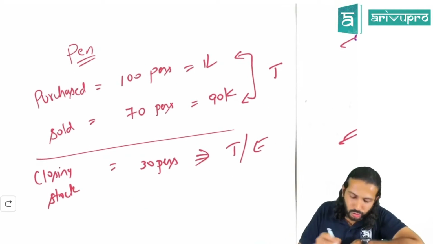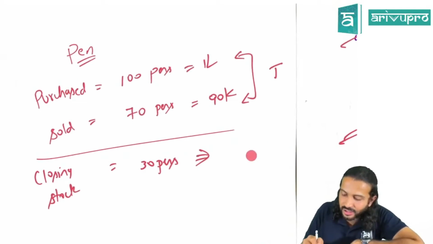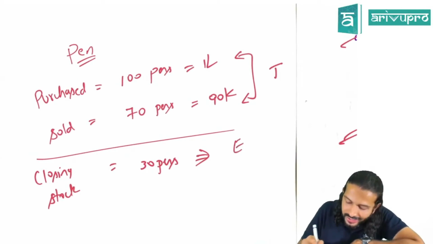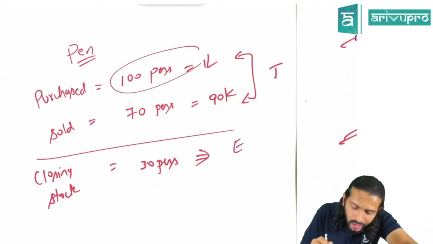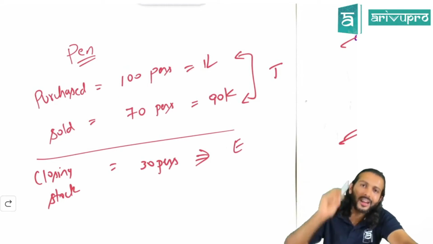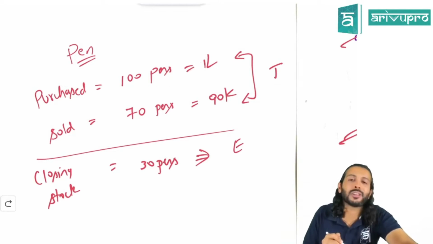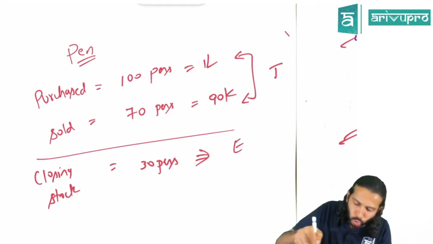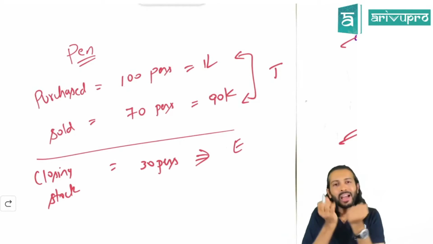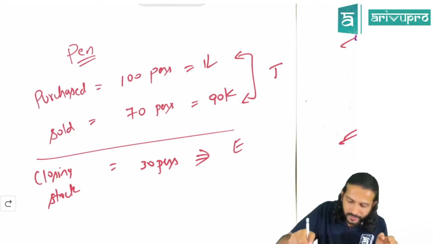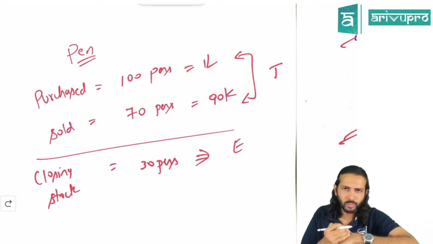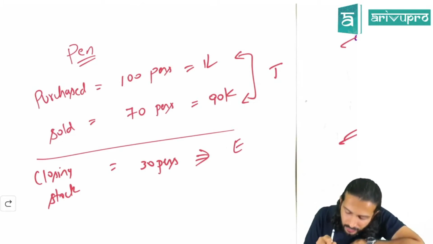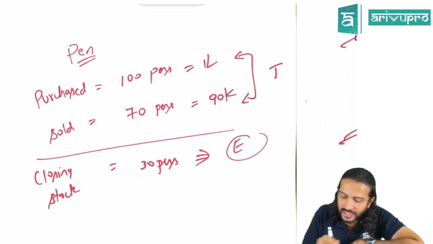Event. Perfect. So this is not a transaction. This is an event. Because I did not buy these 30 pens separately. I bought 100 pens. In that 100 pens, I sold 70 pens. Due to these transactions, I'm having some effect. Because I did this transaction, I am getting some residue. Yes, I'm getting some effect. That effect we call an event.